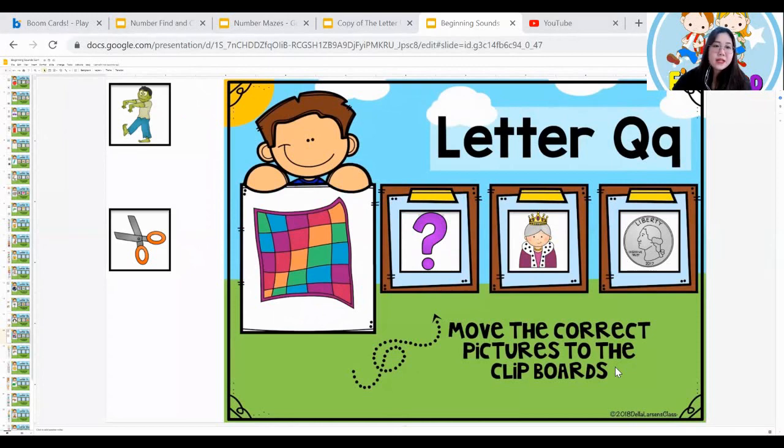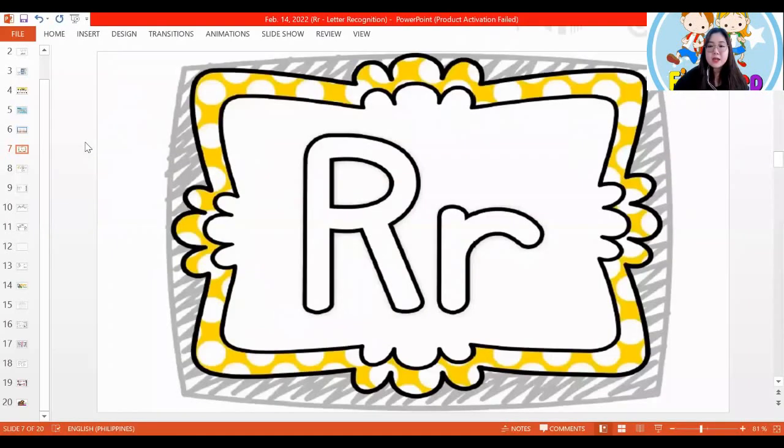We have the letter R. Very good. And what is the sound of the letter R? The sound of R is R.